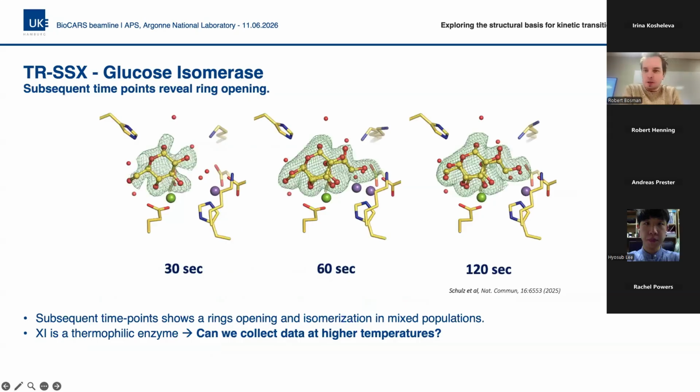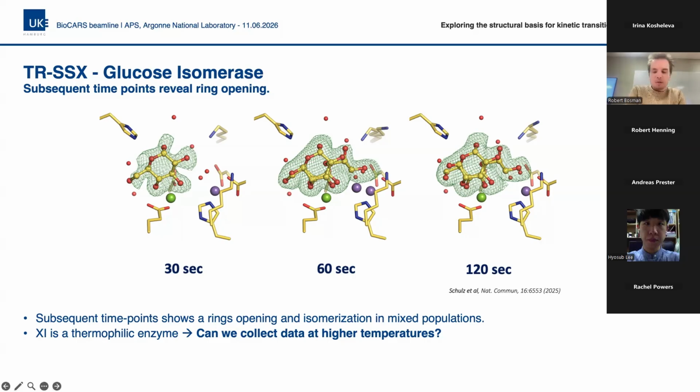And you can do your time-resolved experiment, your standard drop-on-chip experiment, and you can wait about half a minute, 60 seconds, 120 seconds, and you can see that very slowly we're going from a nice bound cyclized version to a linearized version that we can start to model.